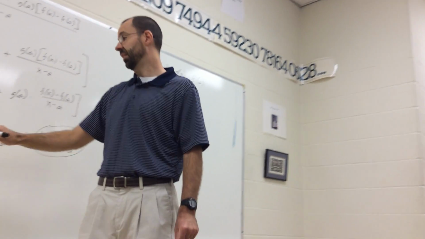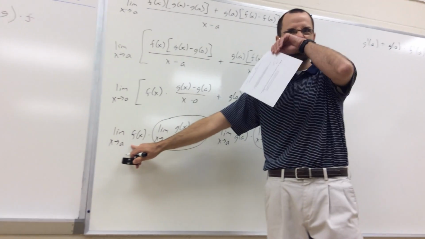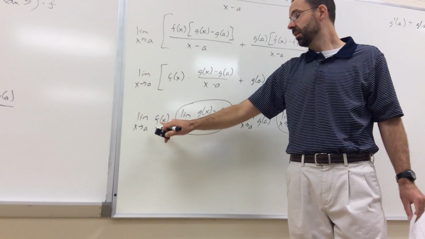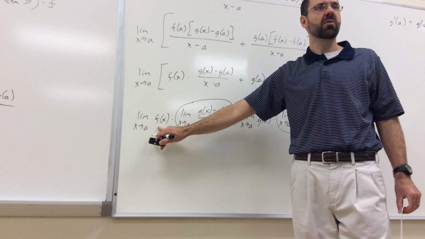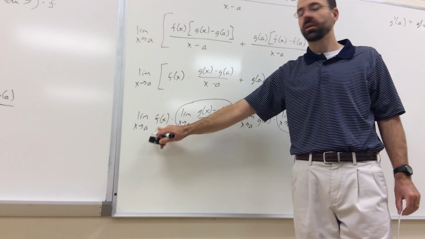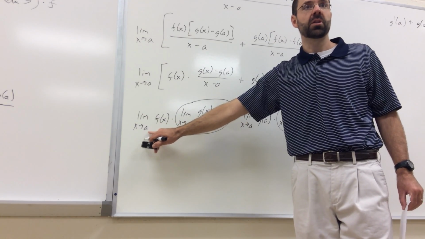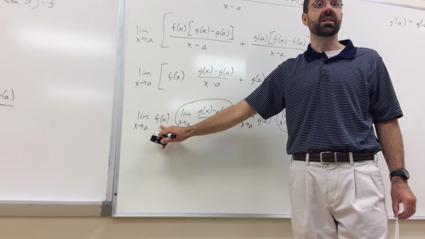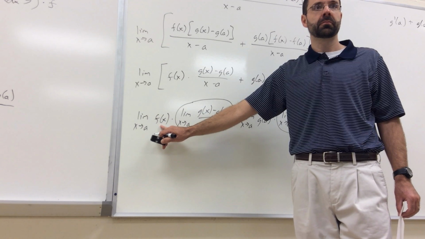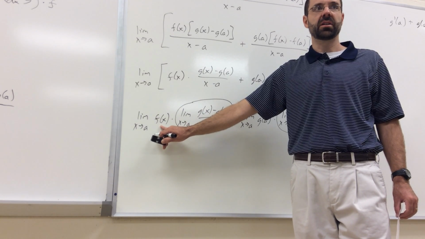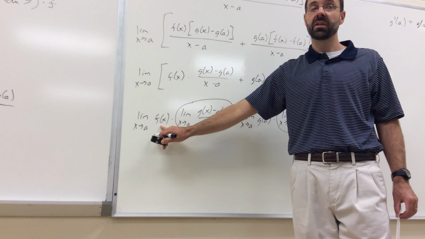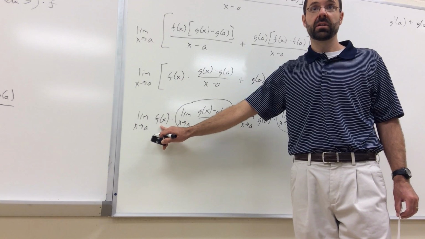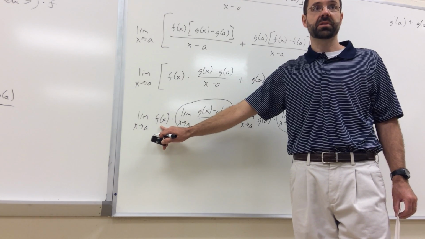Okay, now I've broken it down to this limit. This is the hardest limit, but it's not too bad. In order for the product rule to work at a, in order for there to be a derivative at a, then f has to be continuous at a. Let me say that again. If there's going to be a derivative, if it's differentiable, it has to be continuous.